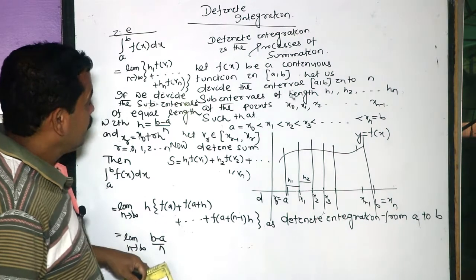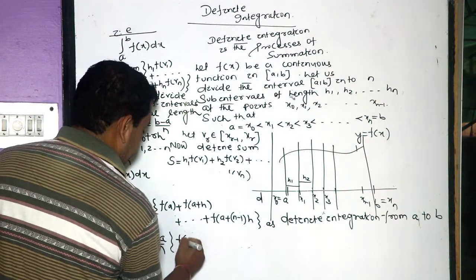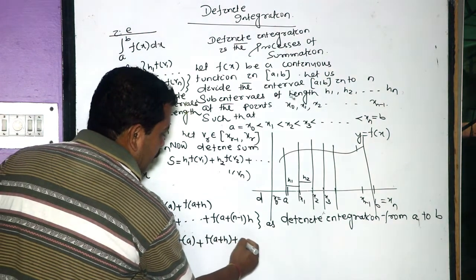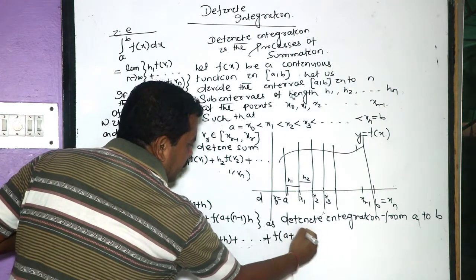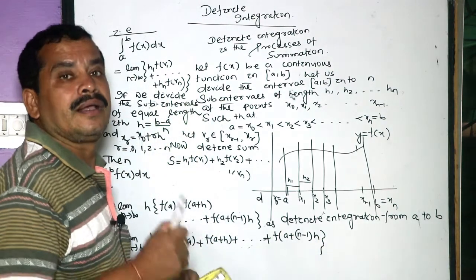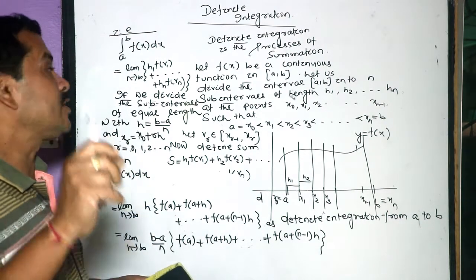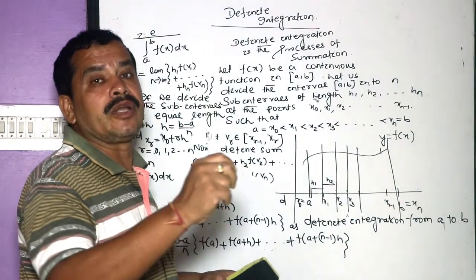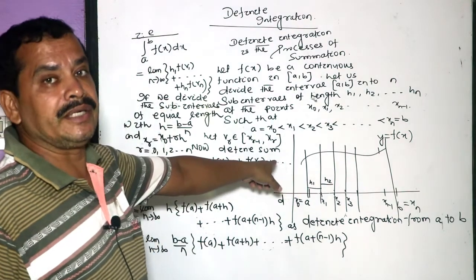Instead of h we may write (b minus a) by n into [f of a plus f of a plus h plus dot dot f of a plus (n minus 1) into h]. That is the formula to find the definite integration by definition or using the limit as the sum. If the question asks to find the integration as the limit of sum, then we have to use this formula to evaluate the definite integration.